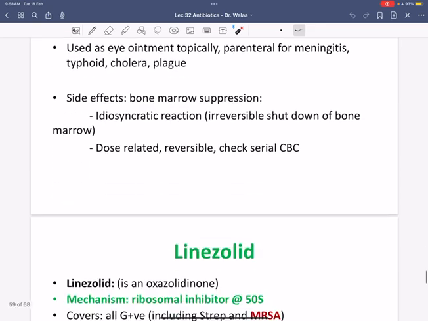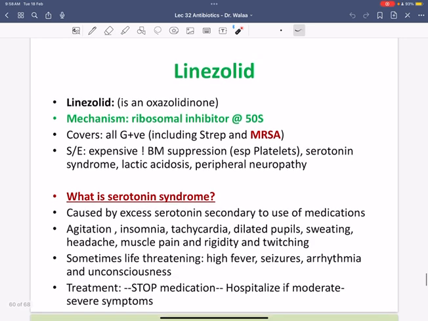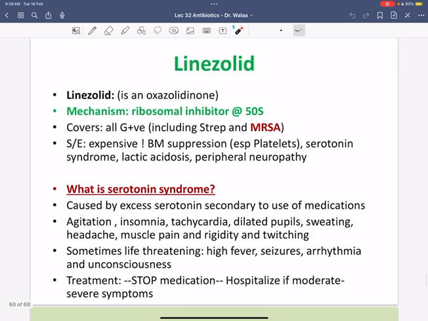Linezolid. Linezolid is one of, again, the excellent antibiotics to cover gram-positive organisms. And what is the important use of linezolid? Methicillin-resistant Staph aureus and Streptococcus.